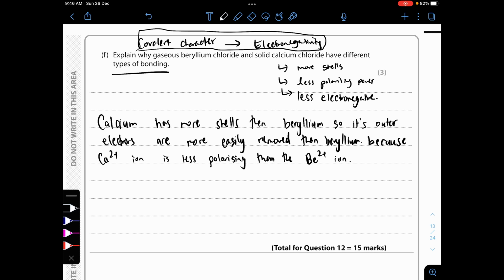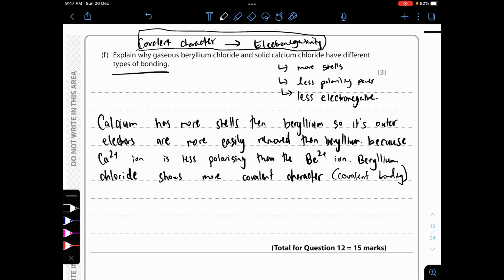Then we can say beryllium chloride shows more covalent character. Why is that? More covalent character is the same as saying covalent bonding in this case, more covalent character than calcium chloride, which we are always comparing, which is ionic bonding in this case. And then we explain why.